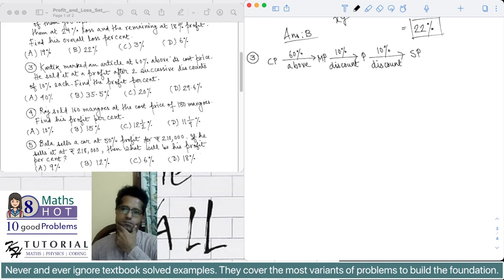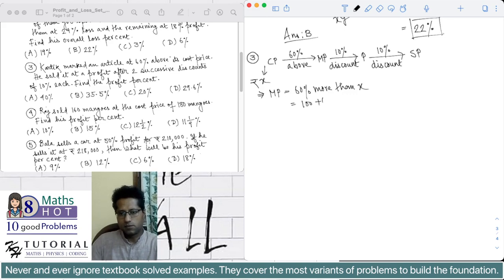So let the cost price be rupees X. So this implies the mark price, which has to be 60% more than X, is equal to (100 plus 60) divided by 100 multiplied by X. This is equal to 160 divided by 100 multiplied by X. This is equal to 8X by 5 after simplification.